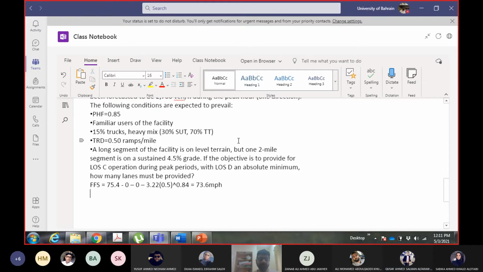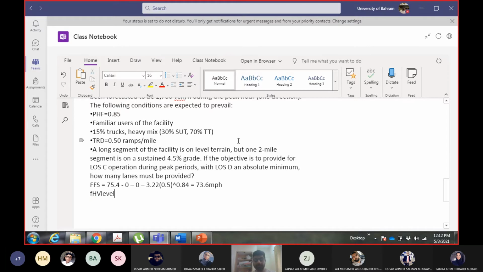Then I need the heavy vehicle adjustment factor as well. I have three terrain conditions: level, upward, downward. Level means both directions are level terrain. Upward and downward are for the gradient section. The section which has a 4.5% gradient will obviously have one direction going upward and the other going downward. So the FHV will be different for each case. I'll use three values for FHV.